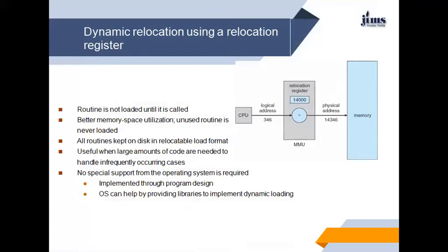Implementation is through program design. The operating system can help by providing libraries to implement dynamic loading. So by now it should be very clear what a logical address is. The address generated by the CPU is called the logical address. In this figure, the logical address generated by the CPU is 346. The value of the relocation register is 14000. So this 346 will be added to the relocation register, and the value we get, 14346, will be the actual physical address of the memory.